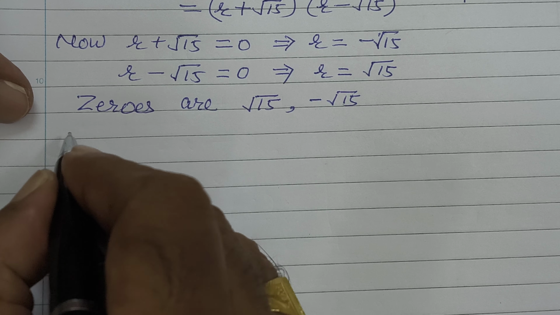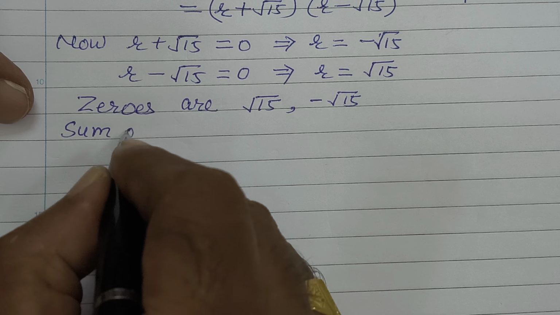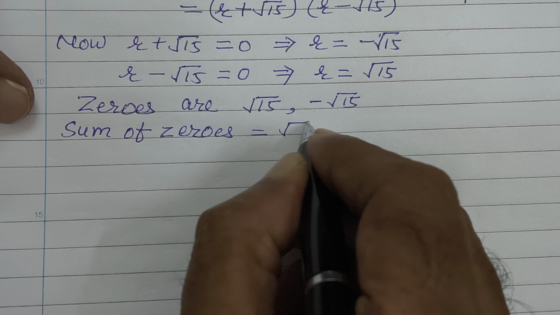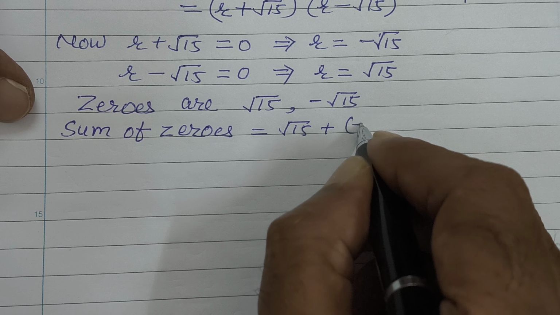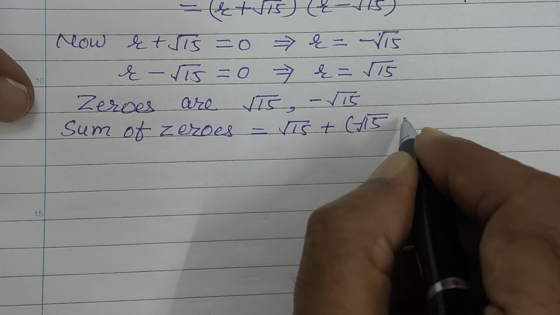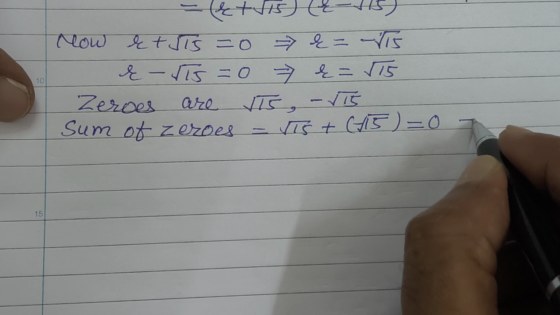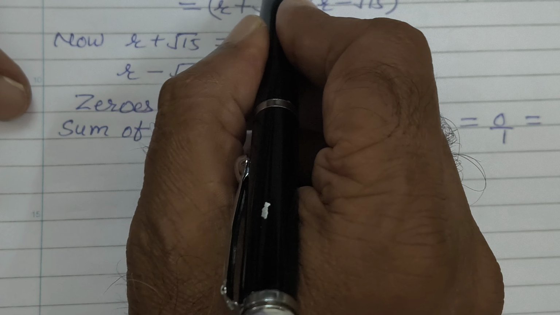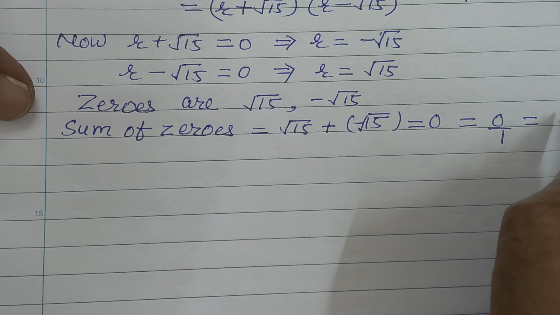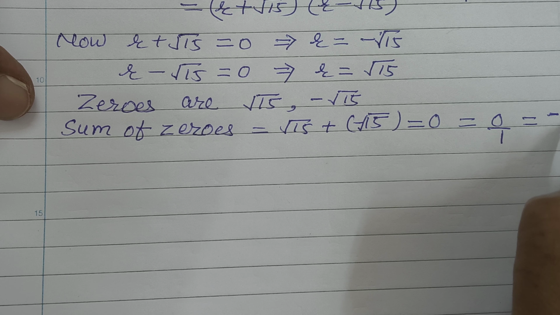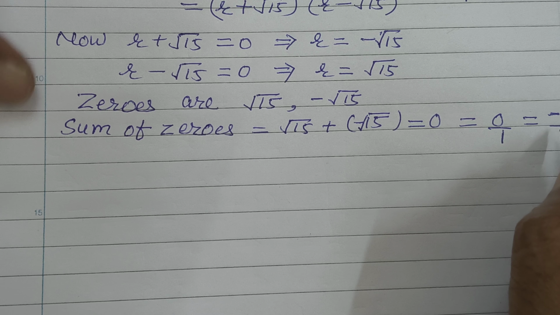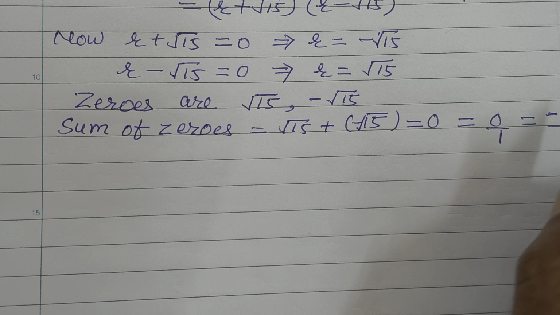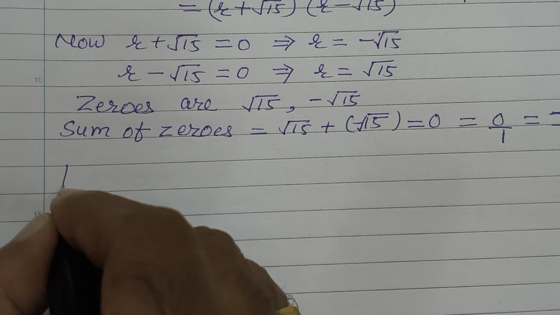Now verification. Sum of zeros will be square root 15 plus minus square root 15, which is equal to 0. And the 0 is written as 0 by 1. So 0 is the coefficient of middle term. So it is minus b upon a, where a is the coefficient of x square, that is 1. So sum of zeros is minus b by a.